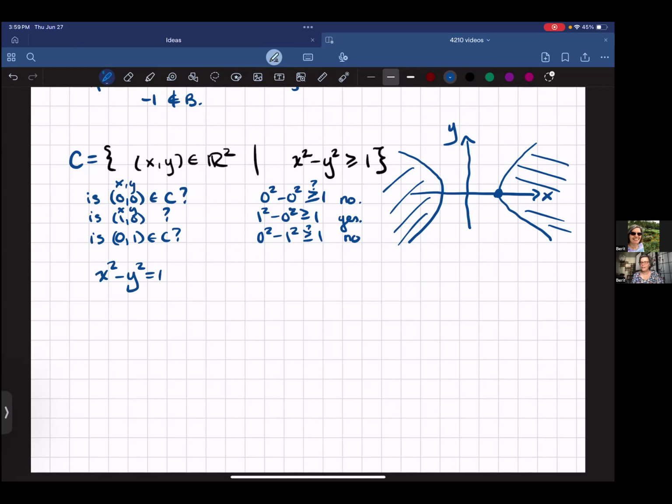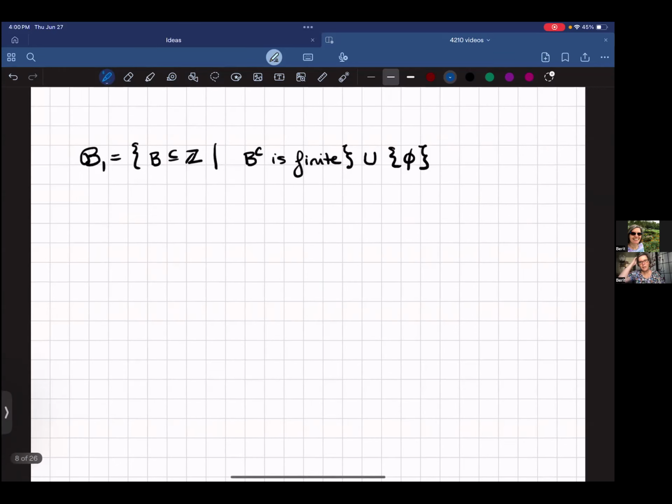All right. Finally, I have two last examples. These two examples are going to involve sets of sets, and that just tends to confuse people. So here, the elements of my cursive B1 look like the form of capital B, a subset of Z, such that B complement is finite, union the empty set. My first question is: is the empty set in B1? Yes, because it's in here, right? There it is, I see it. And that's being unioned with this other more complicated thing, so yes.